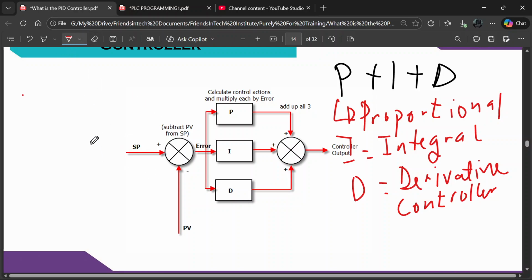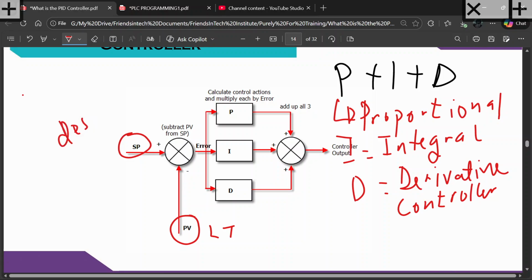So what we have here, process variable. Remember, process variable, we are getting this from level transmitter. If we stick with our example up there, then SP here is our desired level. So let's say that our desired level is 50%, but the actual level at the tank at the moment is 40%.